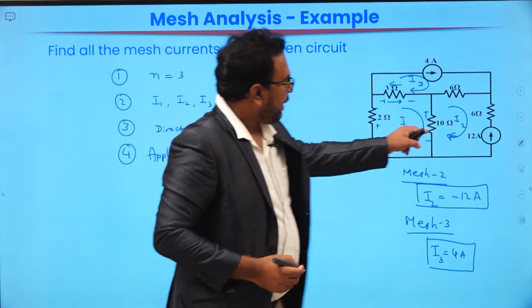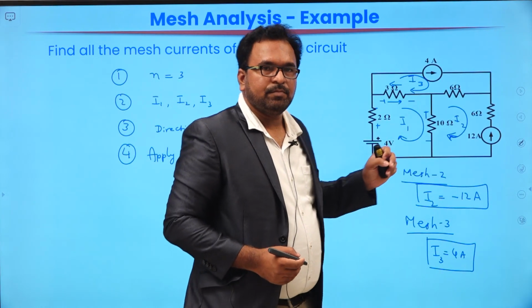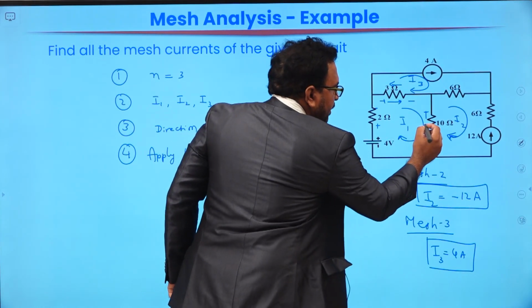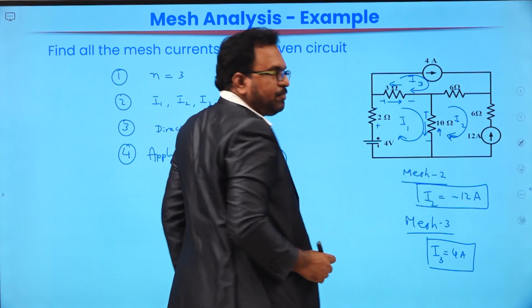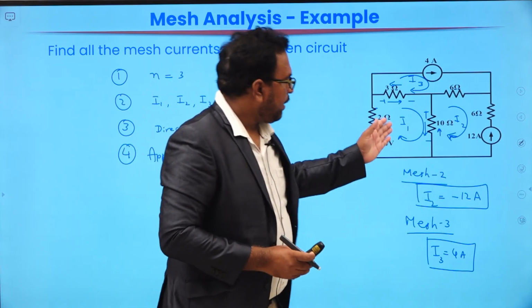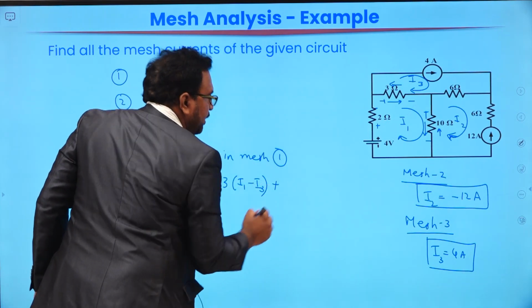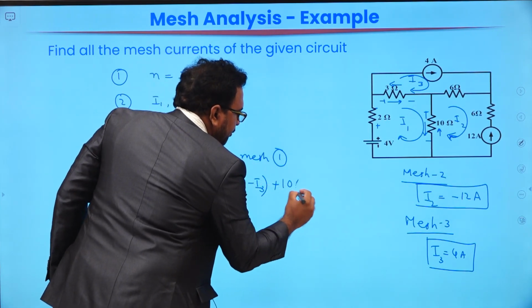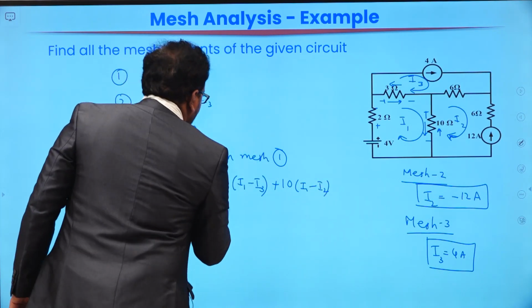Next, 10 ohms. 10 ohms is common to mesh 1 and mesh 2. Now what are the directions here? In mesh 1, I1 is flowing downwards. In mesh 2, I2 is flowing upwards. So the resultant current is I1 minus I2, because I1 is dominant. So therefore the voltage drop across 10 ohms is 10 into (I1 minus I2). So these are the 3 drops.